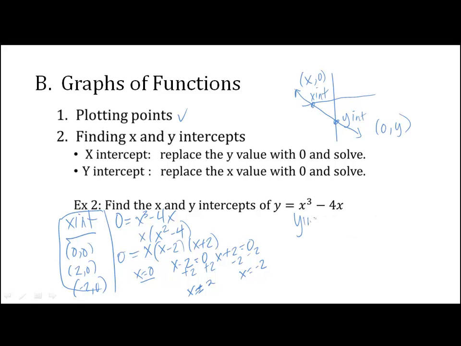Y-intercept. Okay, come back to the rule. The rule says to replace the x with a 0 and solve it. So y equals 0 cubed minus 4 times 0. 0 cubed is 0, minus 4 times 0, which is 0. So y is just 0. So my y-intercept is 0, 0. I only have one y-intercept, and I have 3 x-intercepts. That is possible, happens all the time.